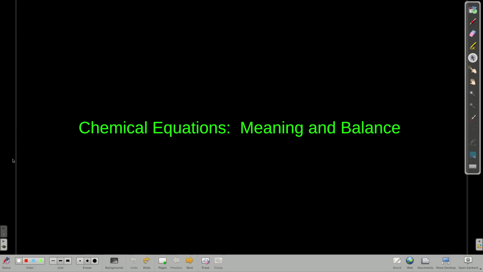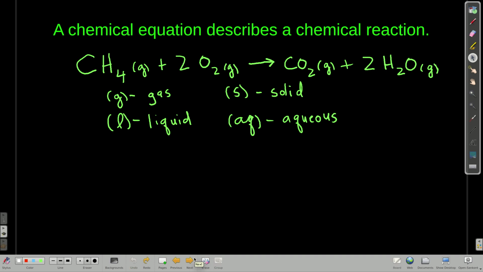In this module, we're going to talk about the fundamentals of chemical equations, which are just like anybody else, searching for meaning and balance. So, what a chemical equation does is it describes a chemical change or a chemical reaction. For example, this right here. This is a chemical equation on top here, and it describes the reaction between this molecule, called methane, and this molecule, oxygen, to produce carbon dioxide and water.